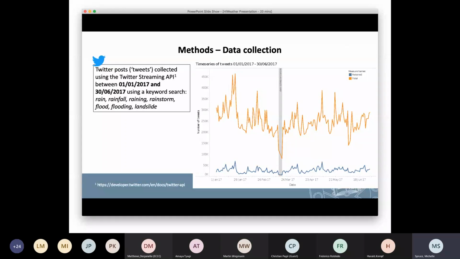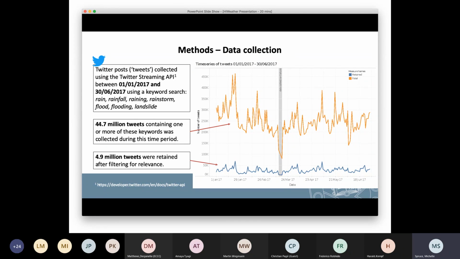Okay, so this is just to show you the kind of volume of Twitter data that we've collected. So over the 6-month period, 44.7 million tweets, which contained one of the keywords that we'd been searching for. But the problem is there's a lot of irrelevant data in there. So we need to filter that data to only get those tweets that are actually relevant to a high impact rainfall event. And after we've applied some filtering, we're left with about 5 million tweets. So quite a substantial data set for us to work with.